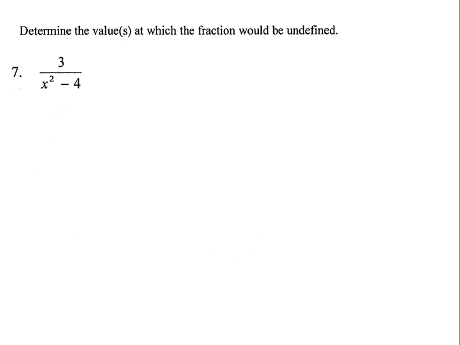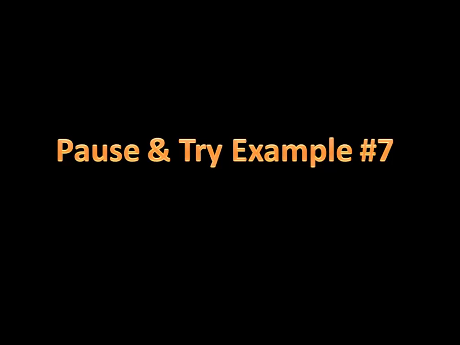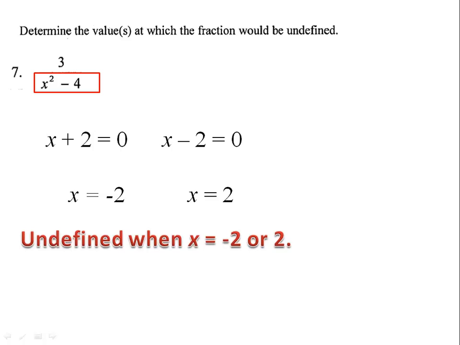Example 7 is also for you to try. Please factor the denominator and then find the undefined values. Please pause the video here. When we factor, we have x plus 2 and x minus 2. That gives us our two equations, x plus 2 equals 0, x minus 2 equals 0, and I solve those to find my undefined values of negative 2 and positive 2.